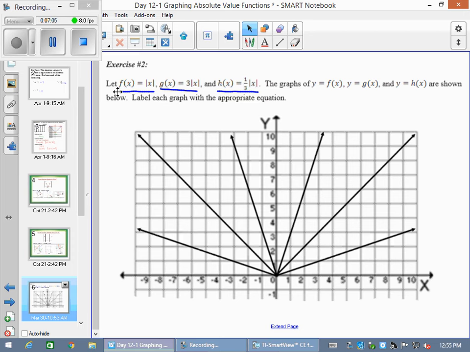Okay, so I'm going to start with trying to label f of x. So f of x is the absolute value of x. One way I could do that is type that equation into my calculator, look at the table of values, and look at the points that are plotted.